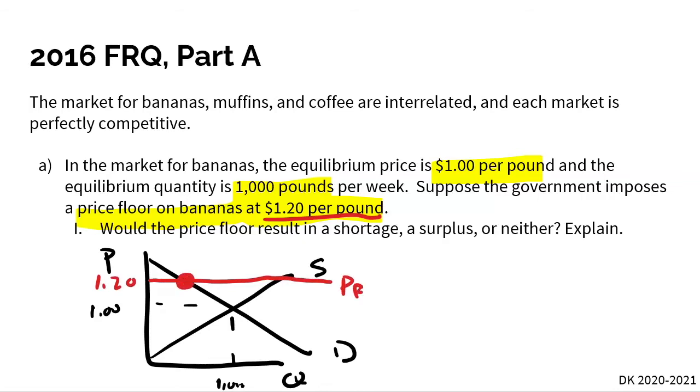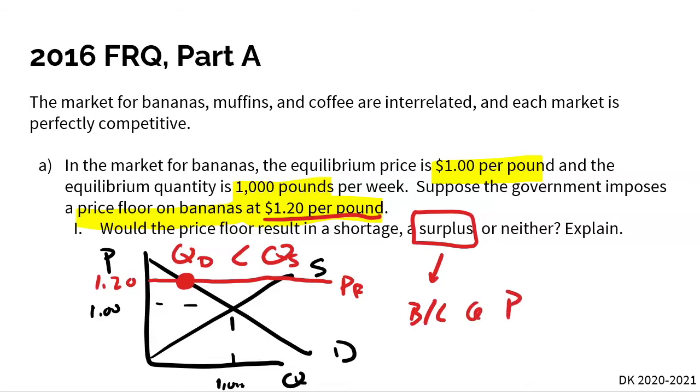Well, here, our quantity demanded and our quantity supplied. So here, our quantity supplied is greater than our quantity demanded. So this is going to be a surplus of goods. So why surplus? Because at the price floor, the quantity supplied is greater than our quantity demanded.